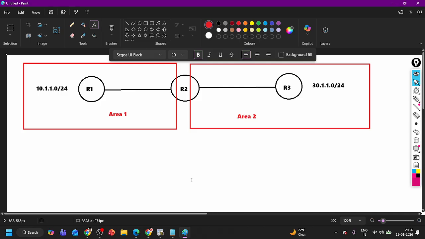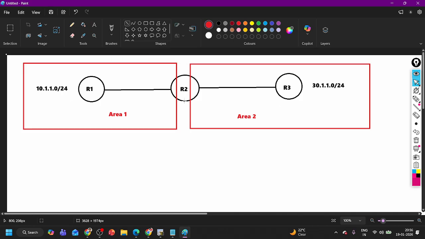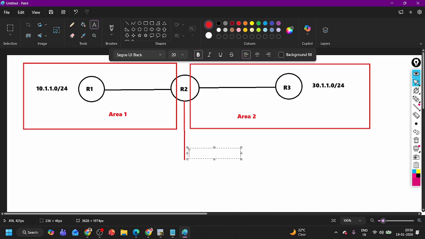If the ABR router is not there, then who will generate LSA3? LSA3 will not be generated. Router number 2 is here, an internal router. It will not generate any LSA3. So router 1 will not learn the 30 subnet. Router 3 will not learn the 10 subnet, and they cannot communicate. At least you can create one loopback interface here and put that in area 0. Interface loopback 1, ip ospf 1 area 0.